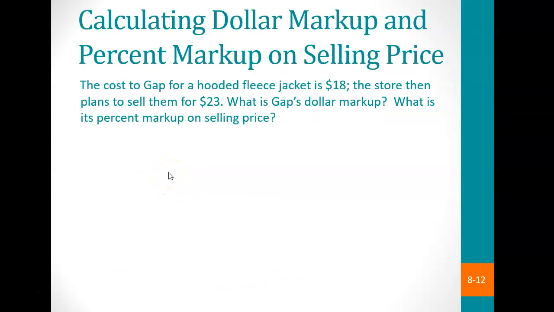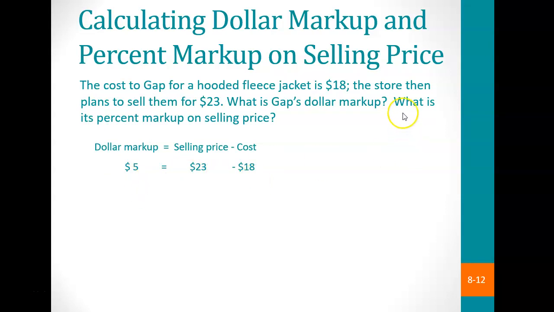So here's the example we looked at before, except in the previous example, the markup was based upon cost. This time it'll be a little different. Calculating dollar amount and percent markup on selling price. So now we're saying that the markup is contingent upon the selling price. So the cost is $23. We plan to sell at $28, and we're asking what is the markup. So of course the markup is still selling price minus cost, which is $5.